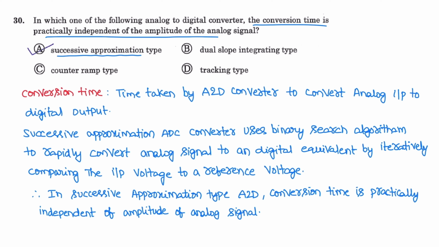And the definition of conversion time is the amount of time taken by the analog to digital converter to convert the analog input to the digital output. So the correct option is A.